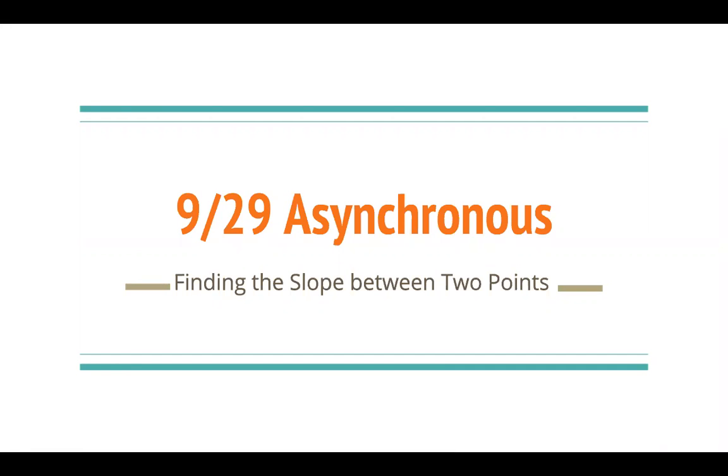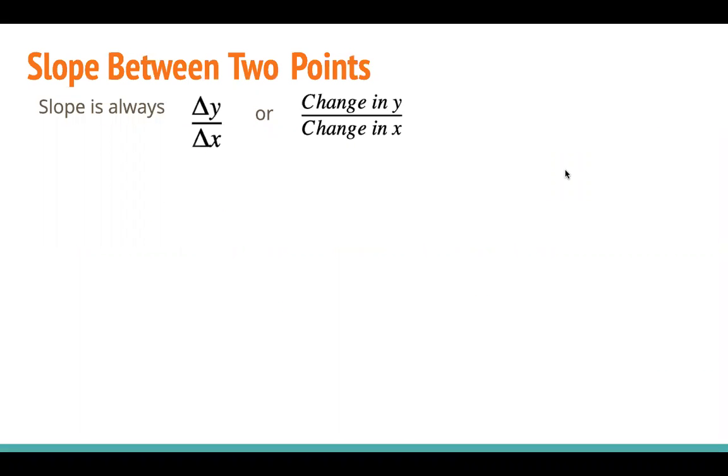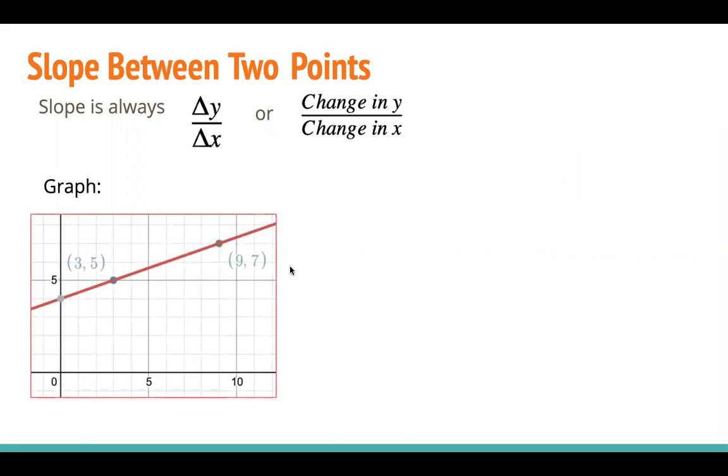This is an asynchronous lesson on finding the slope between 2 points. The slope between 2 points is always the change in y over the change in x, or delta y over delta x. On a graph, we can see that if we have 2 points, I can look for how much the y is changing, it's going up or down, and then I can see how much the x is changing, going over to the right or left.